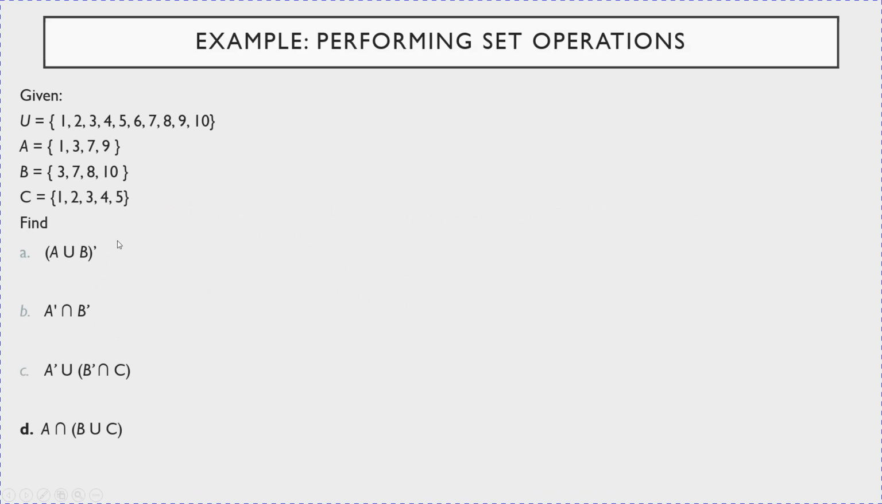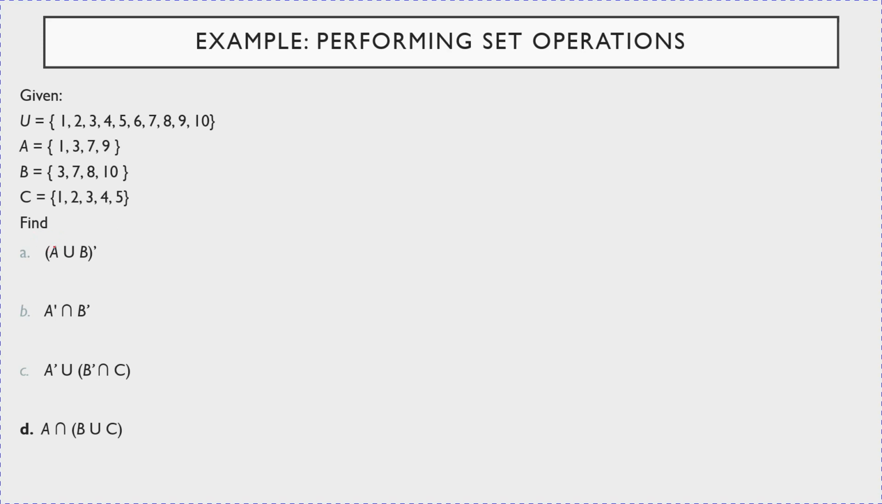All right, so here's the problem. We've got the universal set and three sets here. The universal set is the numbers 1 to 10. Set A is 1, 3, 7, and 9. Set B is 3, 7, 8, and 10. Set C is 1, 2, 3, 4, 5.